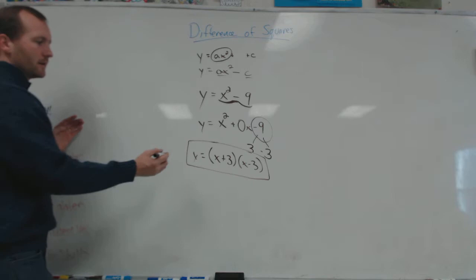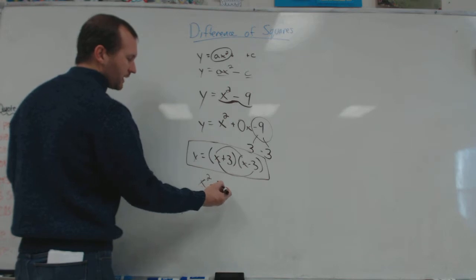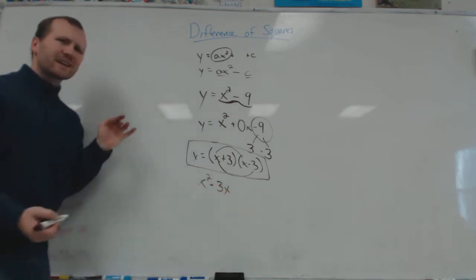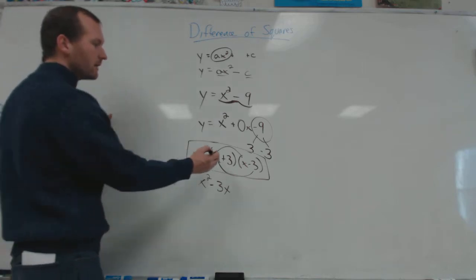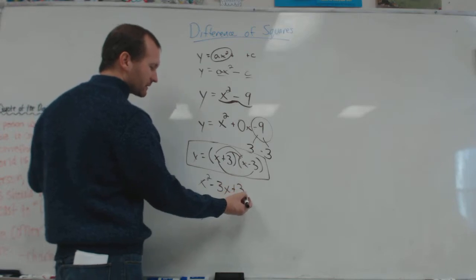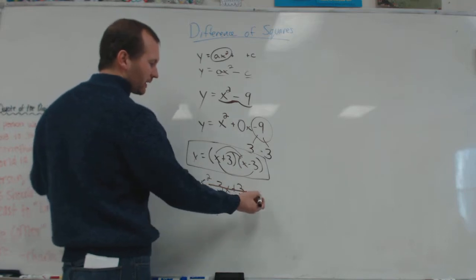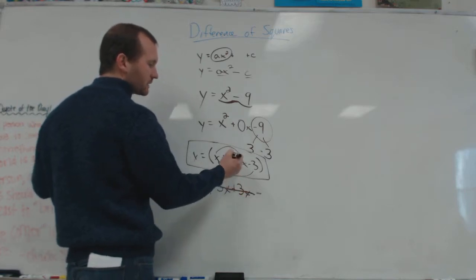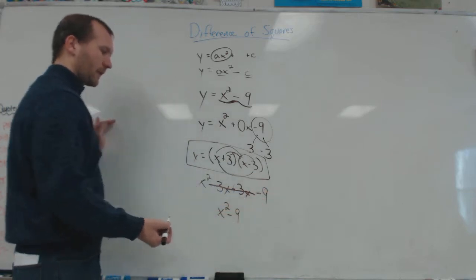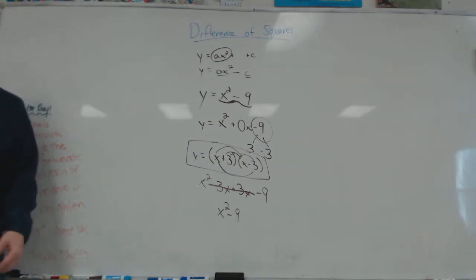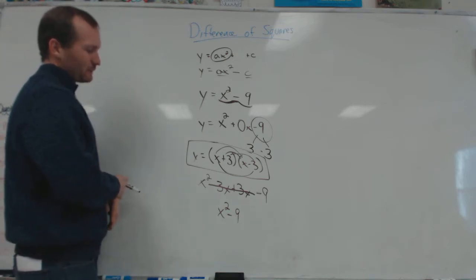So let's FOIL this. X times x is x squared. X times negative 3 is minus 3x. Wait a second. I thought we weren't going to have an x term. Oh yeah, because the next one is plus 3x. Minus 3x plus 3x is going to cross out. It's going to be 0x. And then we have 3 times negative 3, which is minus 9. And so we're left with just x squared minus 9. And that is the difference of two squares. Luckily I tripped off camera, so no one will ever know. Alright.